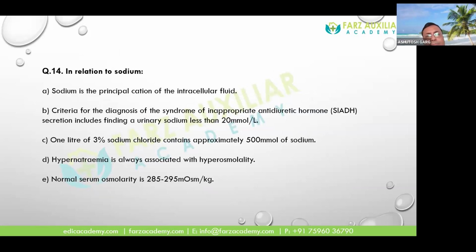In relation to sodium, sodium is the principal cation of the intracellular fluid. Criteria for the diagnosis of SIADH includes finding a urinary sodium less than 20. 1 liter of 3% saline sodium chloride contains 500 millimole of sodium. Hypernatremia is always associated with hyperosmolality. Normal serum osmolality is 285 to 295. You should read each and everything about sodium, potassium, and calcium. These three electrolytes are very important in the exam.